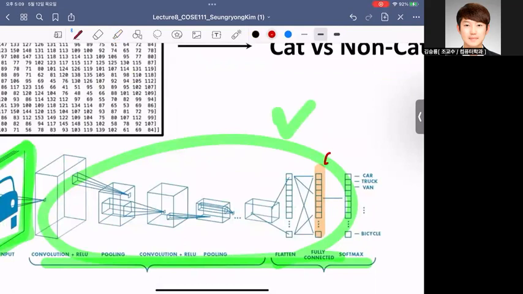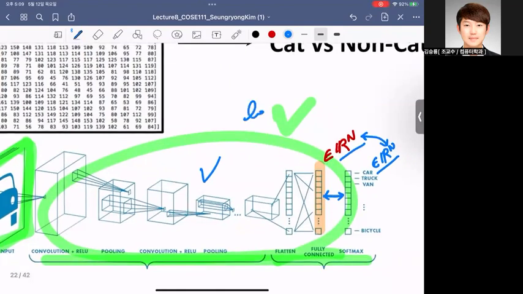So for example, we have the estimated output and the ground truth. Then we have to determine the similarity between the estimated one and the ground truth one. By minimizing this distance, we can train this. This is called learning networks.